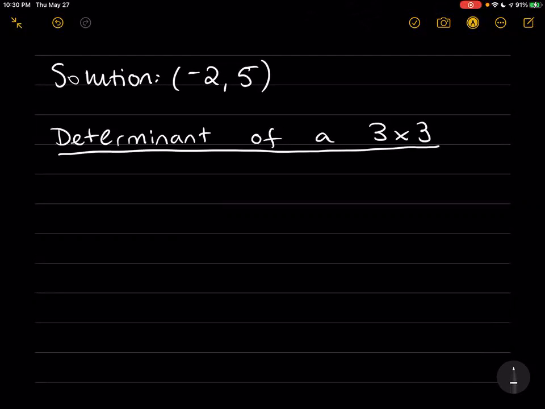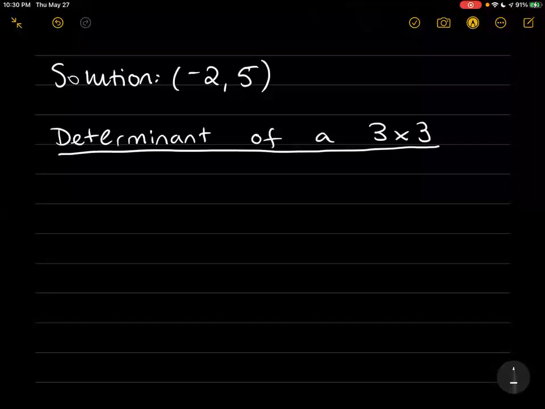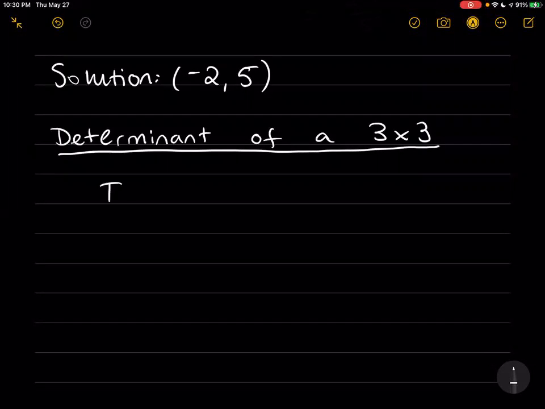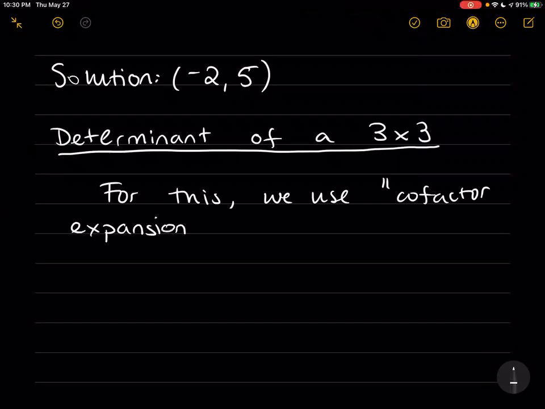So the technique for calculating the determinant of a 3x3 matrix is called cofactor expansion. So for this, we use cofactor expansion. There's a reason it's called that. It involves a lot of strangely complicated math terms like cofactors and minors and blah, blah, blah. I'm not going to bother teaching that to you because it's not informative about the process. I'm just going to go ahead and teach you how to do it because I figure that the words are just going to be more confusing.